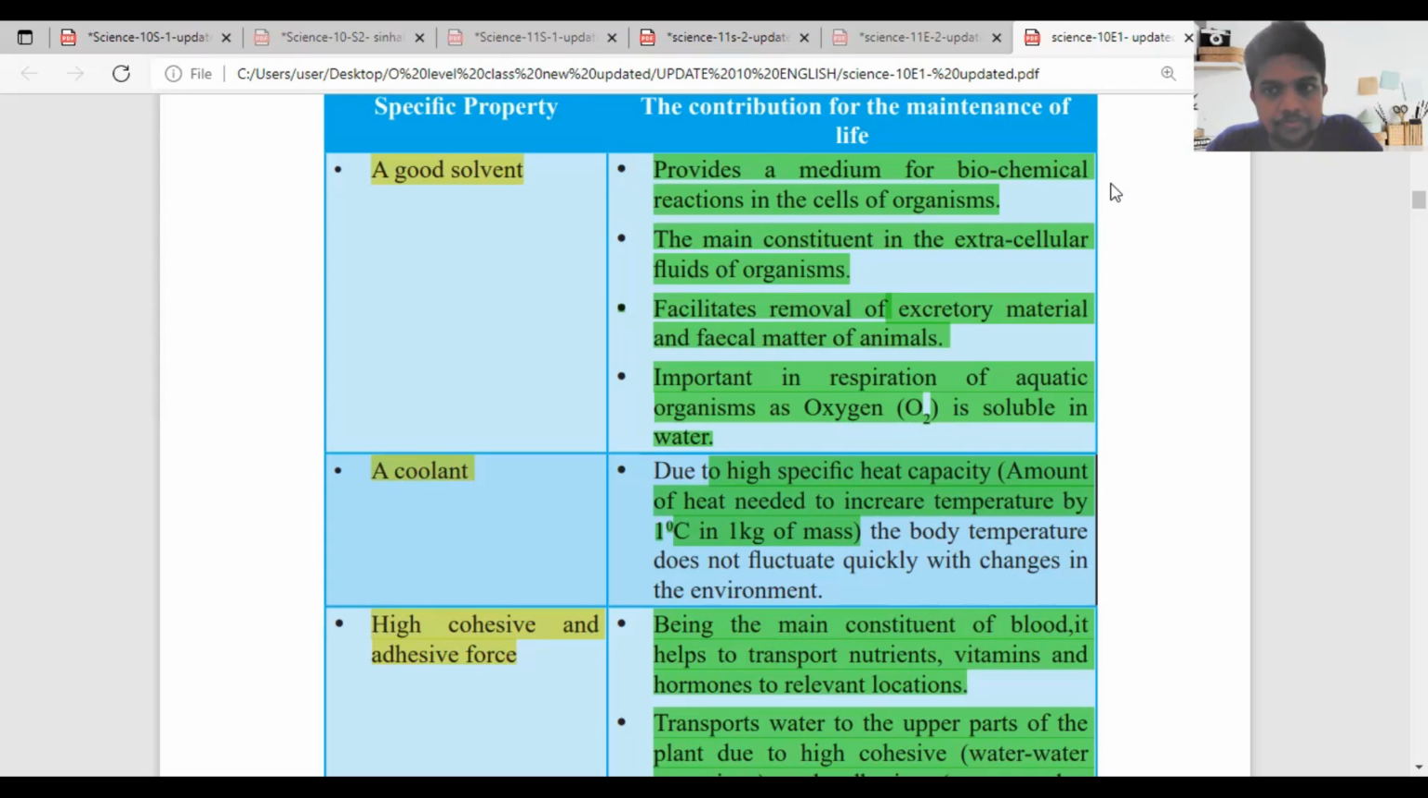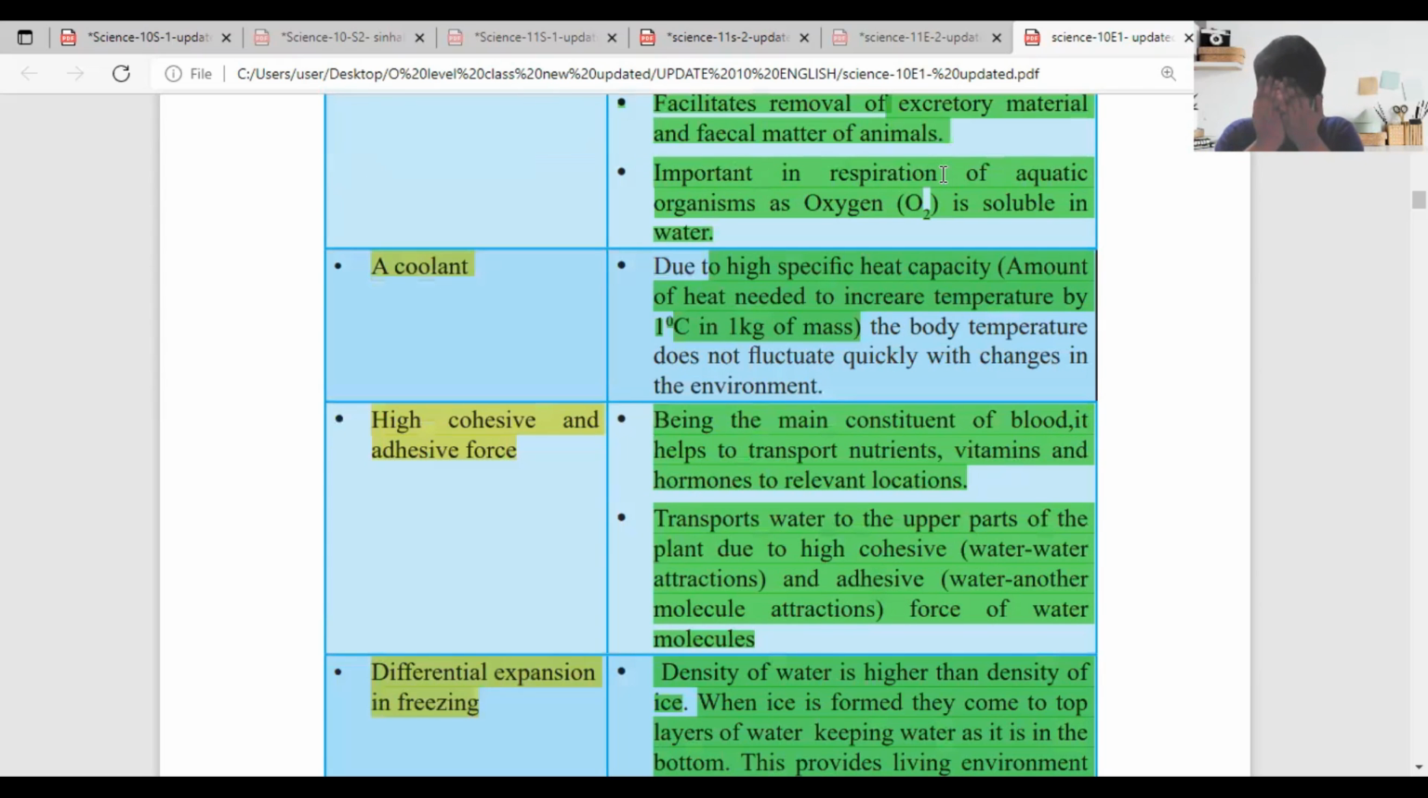All good? Clear? Okay. Anything to clarify again? All good now? Okay. So then we'll go with the second point. Read the point.